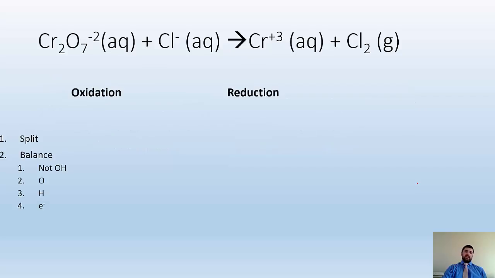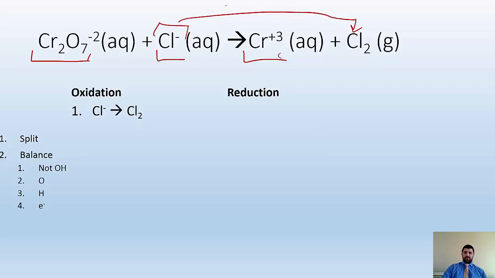Okay, so let's try an uglier one, shall we? So let me split it up. So I see this, I've got chromate becoming this stuff, and I've got chlorine. Here, I'll do this. Chlorine becoming chlorine gas, right? So I see where I can split this up into 2 reactions.